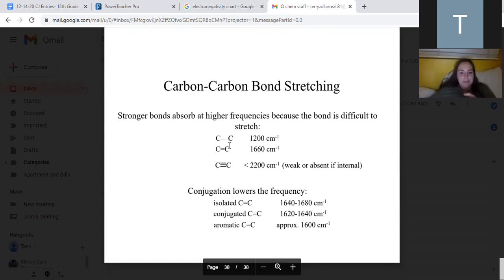Oh, thank God, we're at the last one. So again, you can see that when we do the conjugation, it lowers our carbon double bonded to carbon because originally it was at 1660, but then as we add conjugation, it moves it closer to 1600. And that's it. Well, this is a really hard one to see, so you necessarily won't pay too much attention to it.